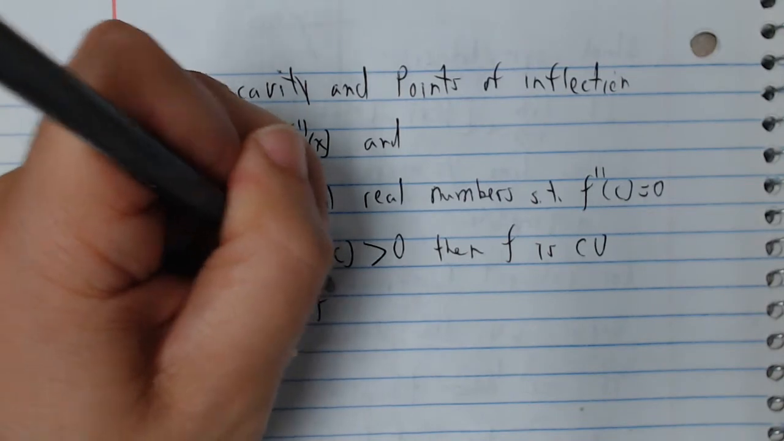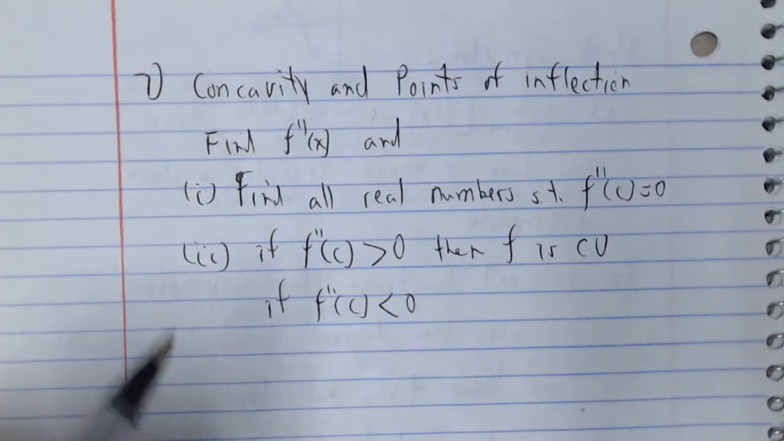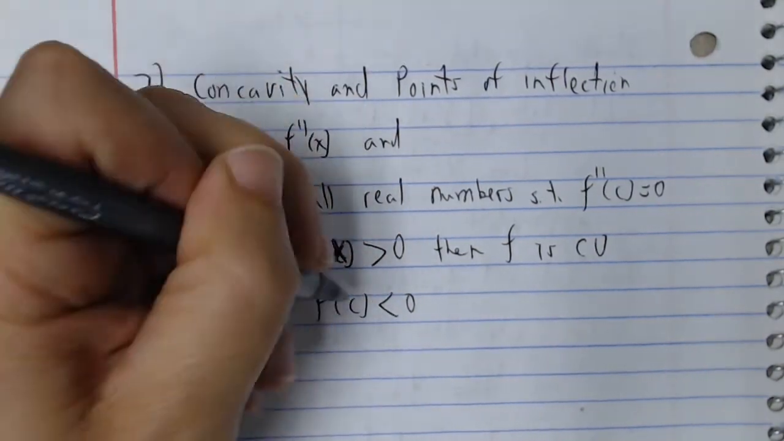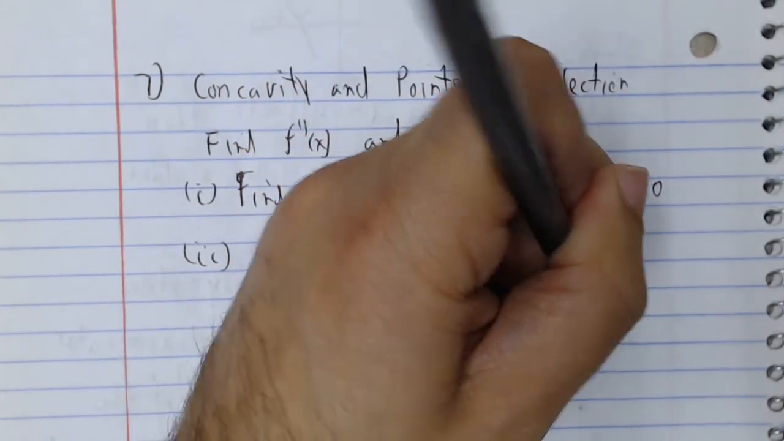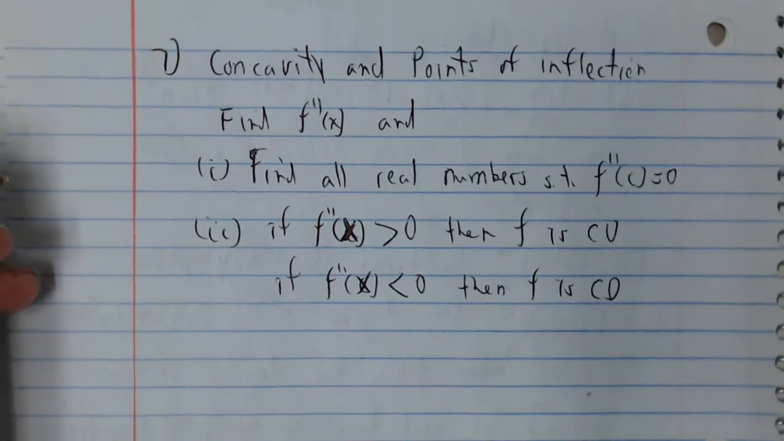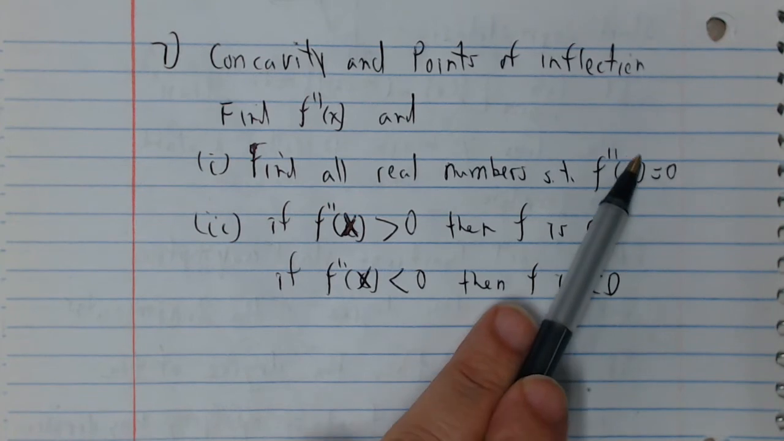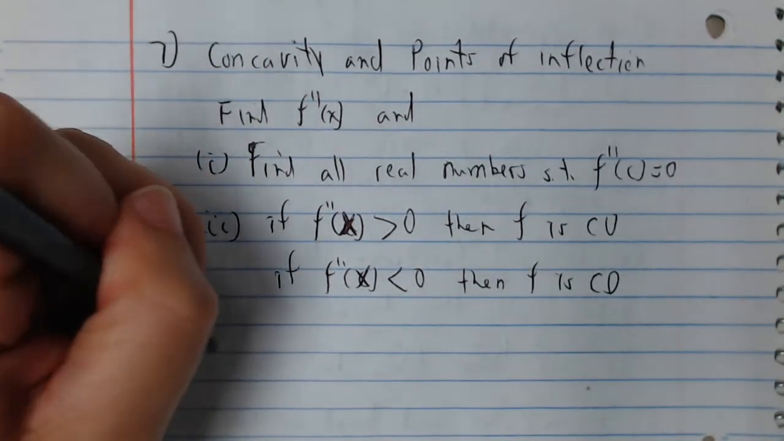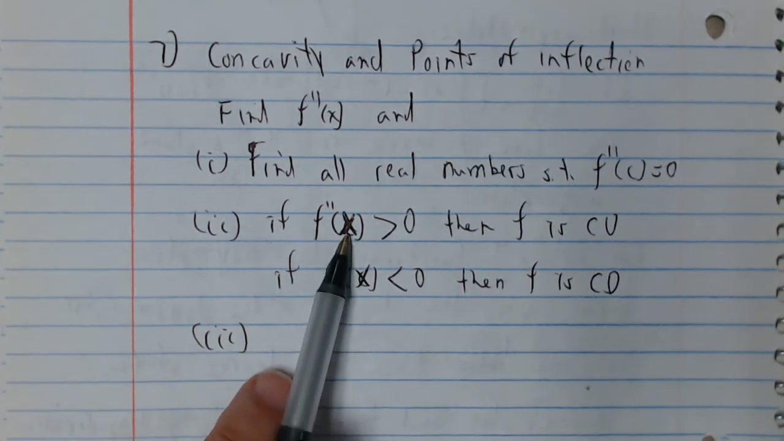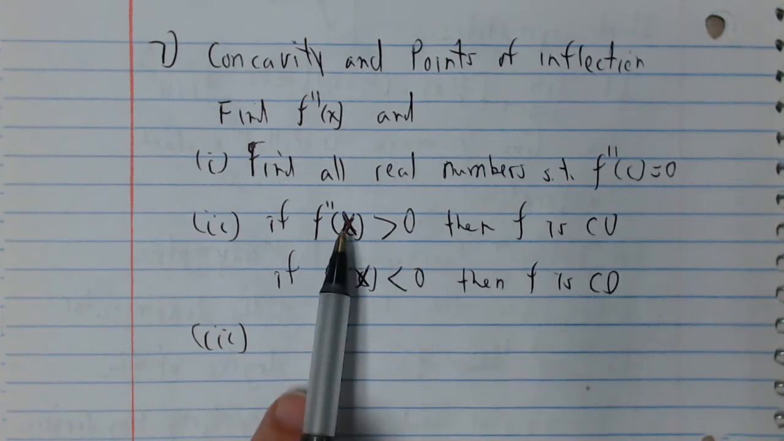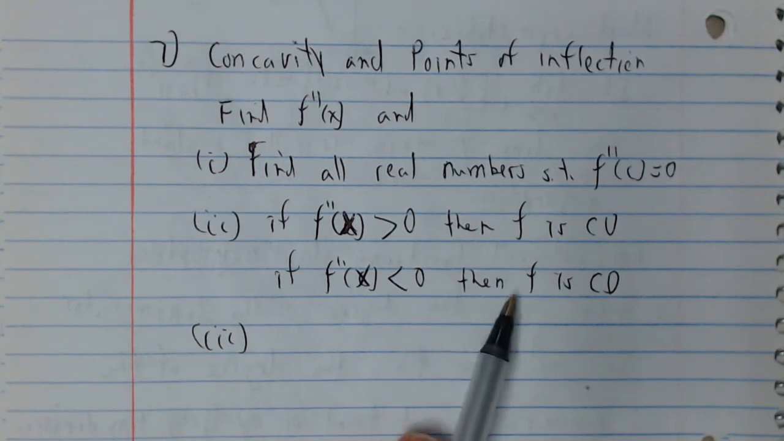If f double prime of C is less than 0, or not C, let's call these x's, sorry, then f is concave down. And then how do I find my inflection points? If C is 0, what does that mean? And by the way, I hope you guys could see why this shouldn't be f prime of C, but f double prime of C, because we said f double prime of C is 0. So what we know is if the second derivative is positive, f is concave up. If the second derivative is negative, then f is concave down.